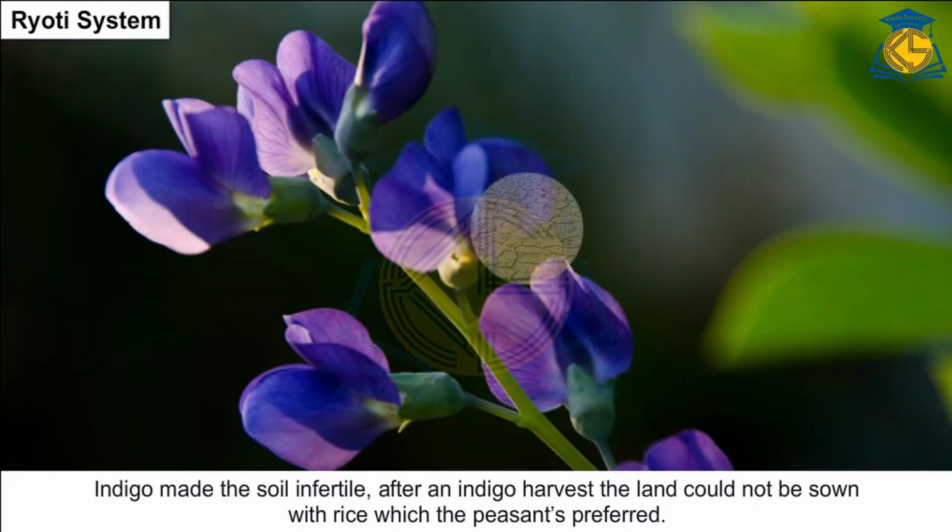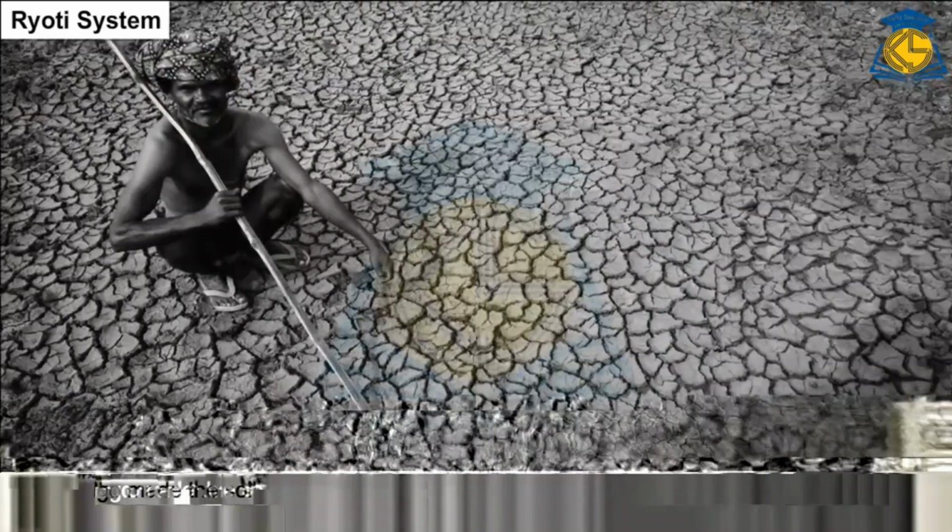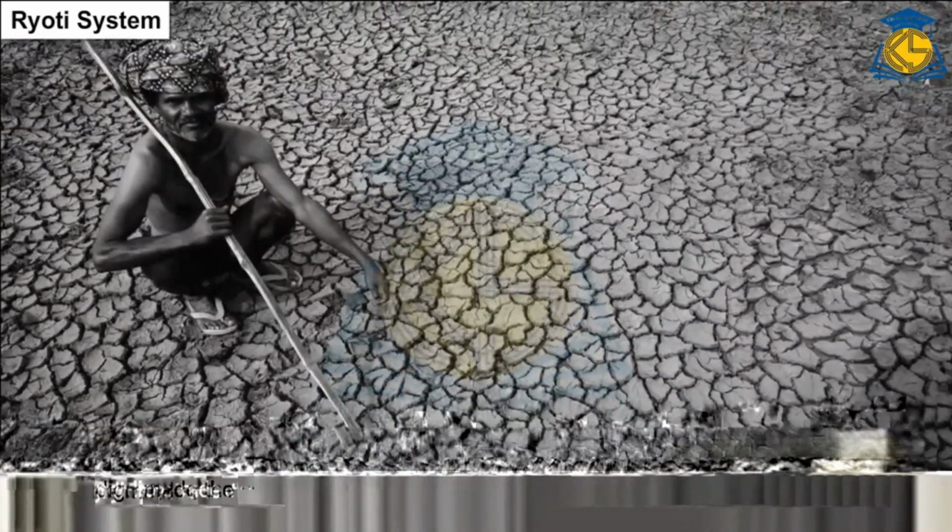Indigo made the soil infertile. After an indigo harvest, the land could not be sown with rice, which the peasants preferred.